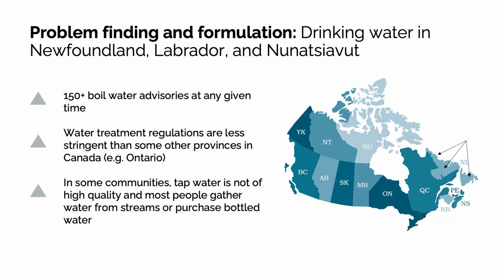These small communities often lack the kind of water infrastructure that we expect in other parts of Canada. So at any given time, there are usually 150 or more boil water advisories on in these small communities in Newfoundland and Labrador. This is a very large number of communities. It doesn't represent a huge population, but it's a very large number of communities.